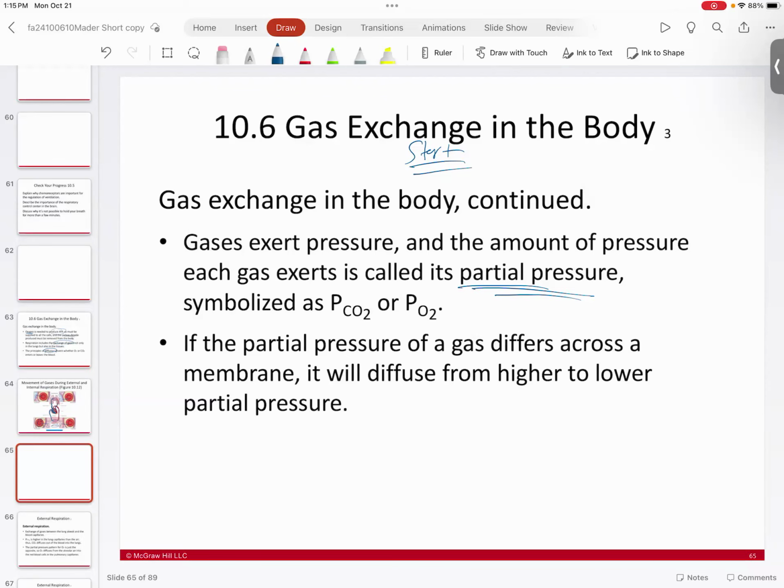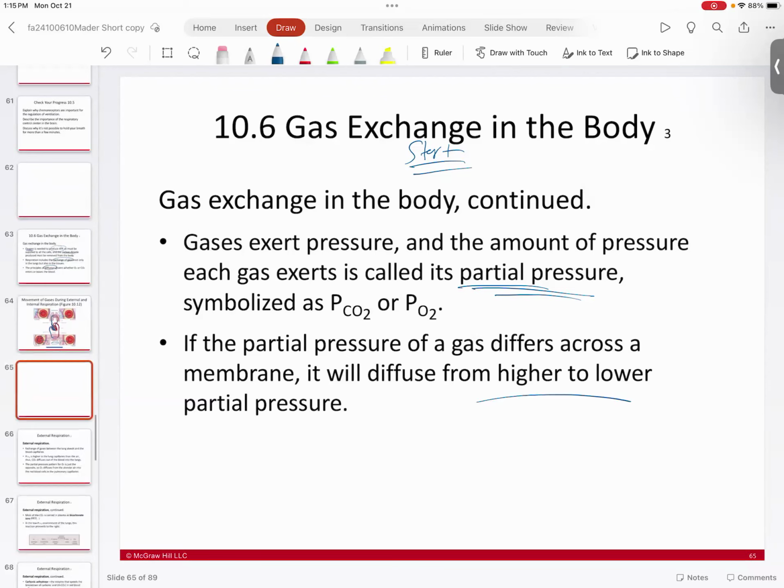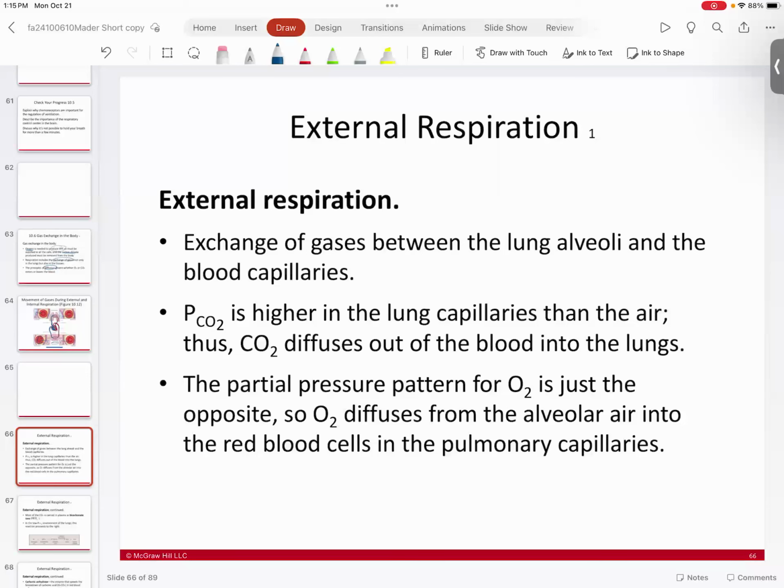All of them, however, will still diffuse from high to low, obeying their own partial pressure. Now, with external respiration, this is where we have gas exchange between the alveoli in the lungs and those capillaries that we saw earlier in the chapter, wrapped around each of these little alveolar sacs. Generally speaking, inside the lung capillaries, the blood, your PCO2, your partial pressure of CO2, is going to be really high. Why? Because ultimately it's the waste product that you've been generating from cell respiration.